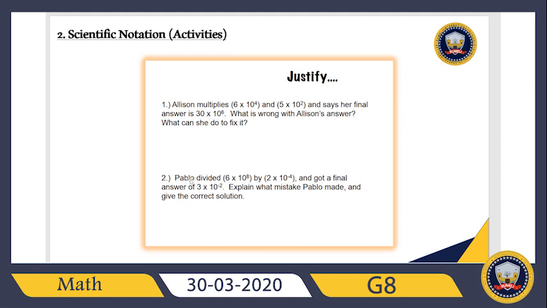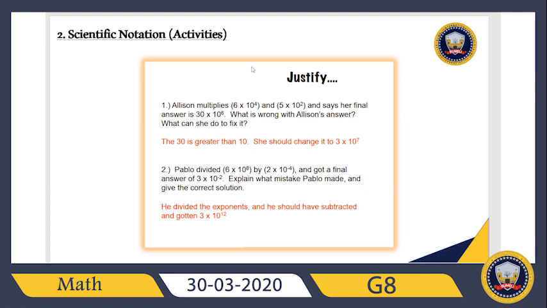Okay. The second problem, Pablo divided 6 times 10 to the power of 8 by 2 times 10 to the power of minus 4. He made a division and got the final answer, which is 3 times 10 to the power of minus 2. Explain what mistake Pablo made and give the correct solution. Okay, so this one is multiplication, this was his division. This is the answer that he got. Now, I want you to see if there is a problem with this answer or not. If there is a problem, try to fix it. The same thing here. So pause the video here, try your answers. After you finish, play the video.